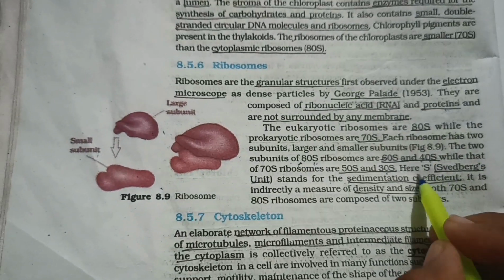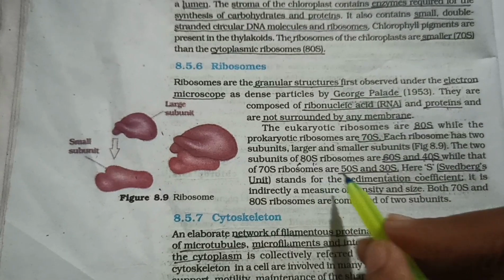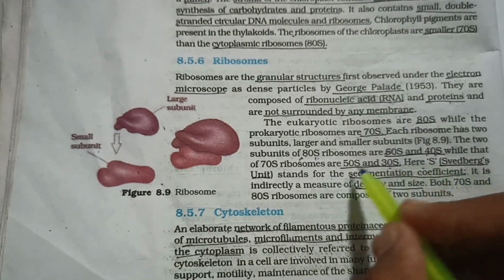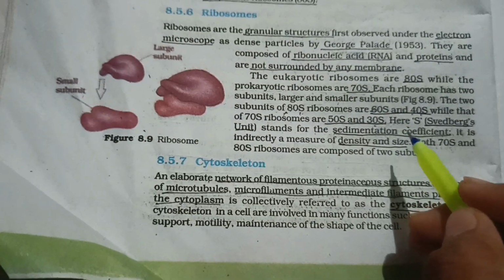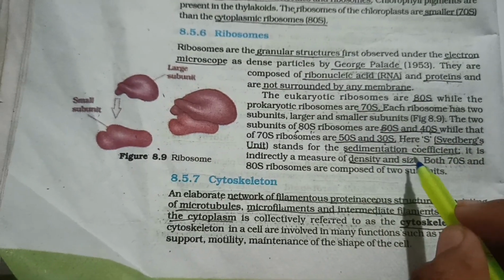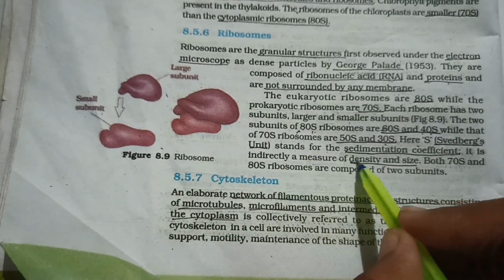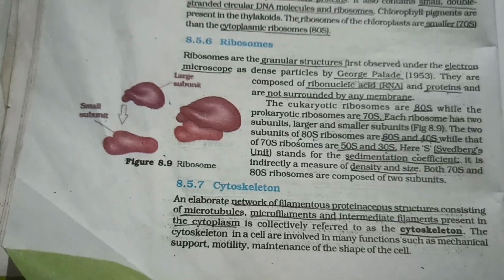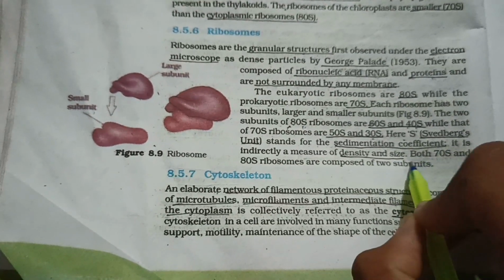Here we can see the S is the Svedberg unit, which stands for the sedimentation coefficient. Very important: S represents the sedimentation coefficient. It is an indirect measure of density and size.